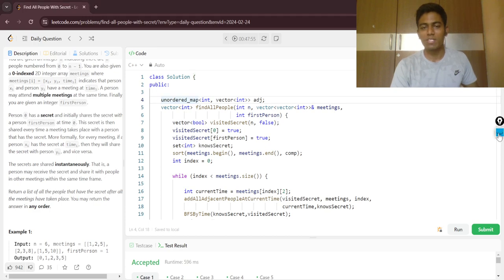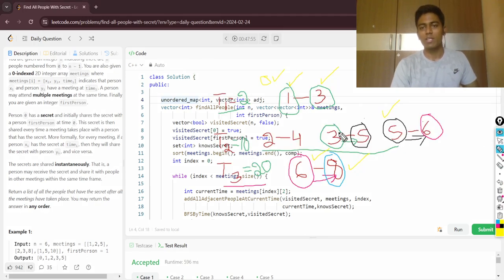So if we see here, at this particular time, 3 is going to store 1, and then 1 is going to store 3. But it will not store that 3 is connected to 5. Why? Because it should be at this particular time, t1 equal to 2. At this particular time, whoever are connected with the meetings, it is going to store in the adjacency list.